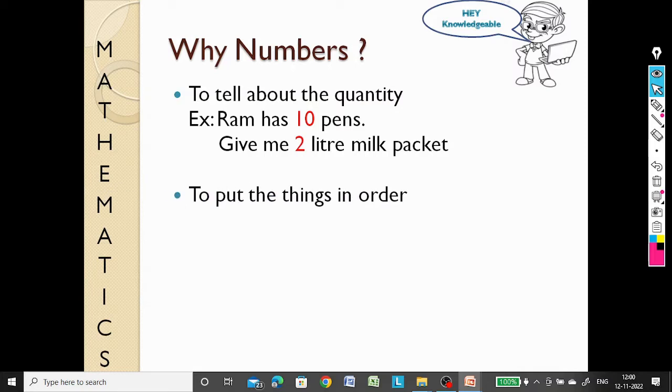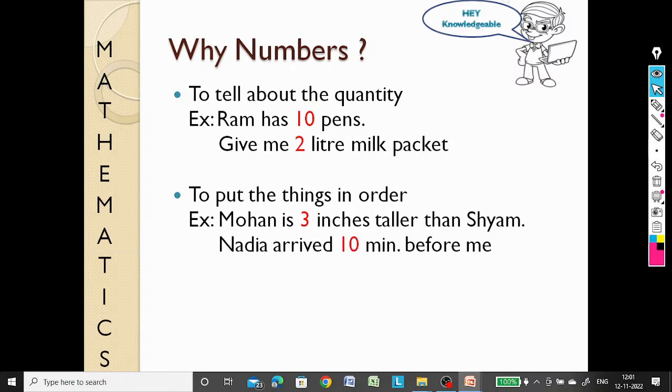Then it is also used to put things in order. To take the example, Mohan is 3 inches taller than Siam. So basically, it is talking about who is taller. Mohan is taller, and it's putting them in order, right? That he is taller than Siam. The second one is Nadia arrived 10 minutes before me. So 10 is again a number.